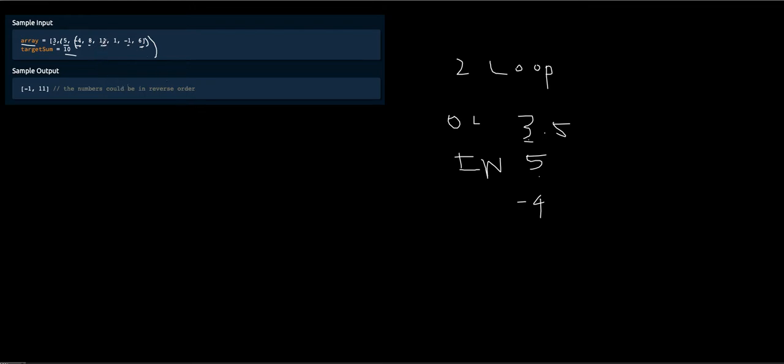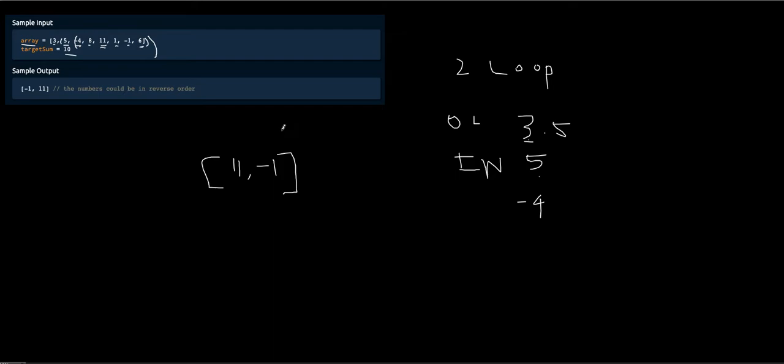And finally, when I encounter the 11, the inner loop starts with 1, and 11 plus 1 is 12, which is not true. And when the pointer goes to the next element, which is minus 1, 11 and minus 1 result in 10. So I return my result as 11 and minus 1. So the addition of these two elements in the array will form the target sum.